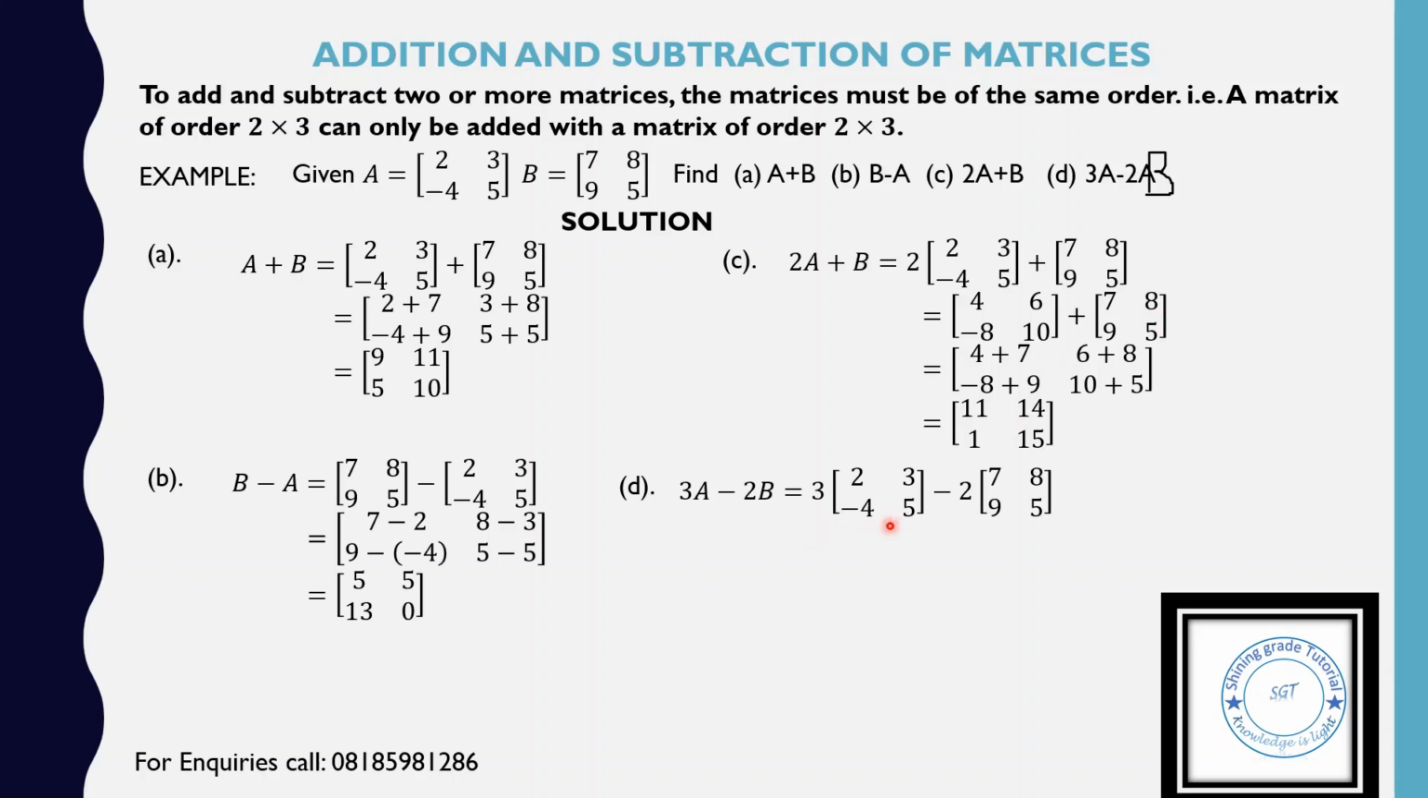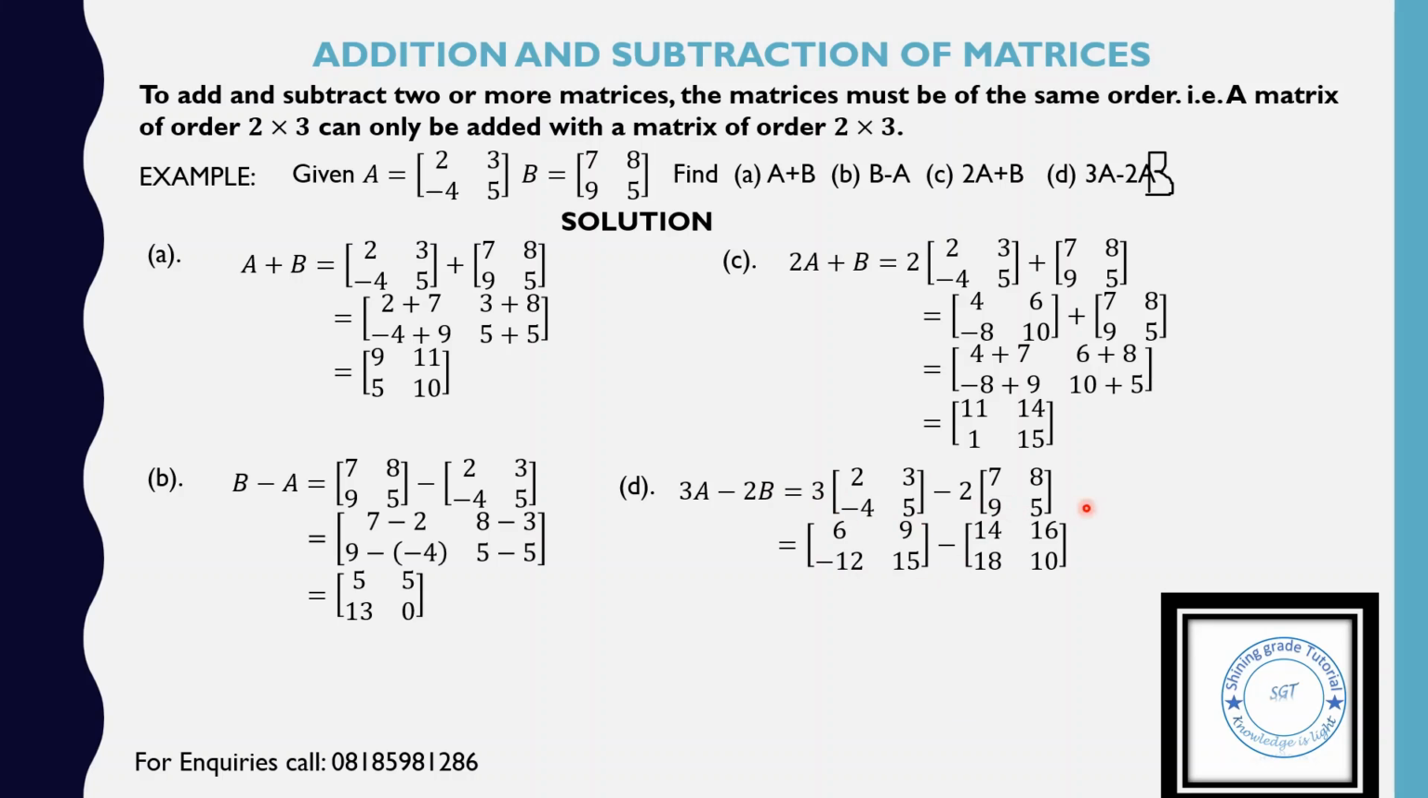We have 3 multiplied by matrix A. This is matrix A here, and this is the scalar 3. We use it to multiply every element of A, and the minus sign, 2. Then you write your 2 here, then matrix B. So 3 multiplies every element of matrix A: 3 times 2 is 6, 3 times 3 is 9, 3 times minus 4 is minus 12, 3 times 5 is 15.